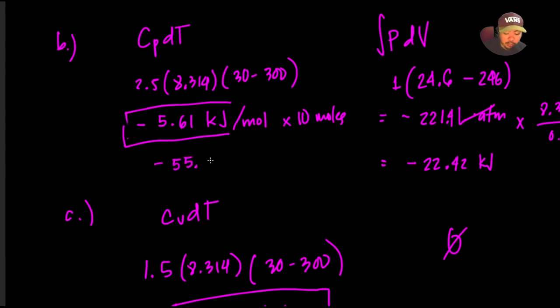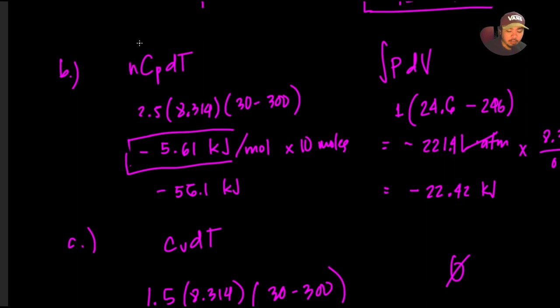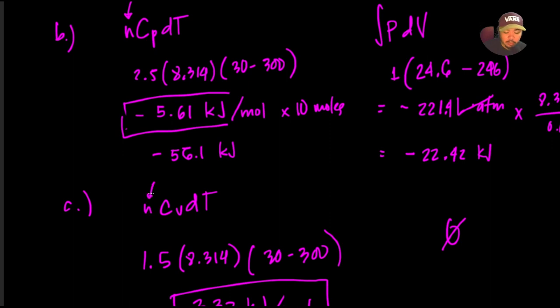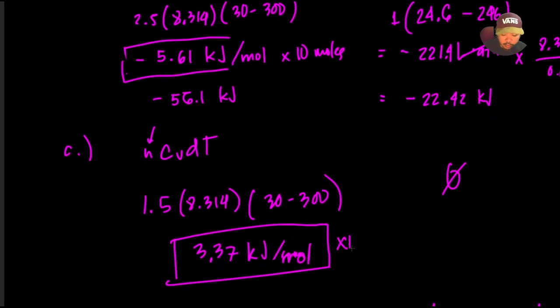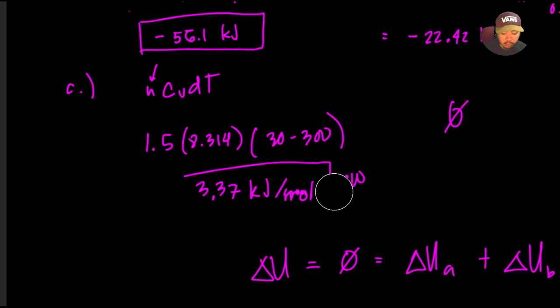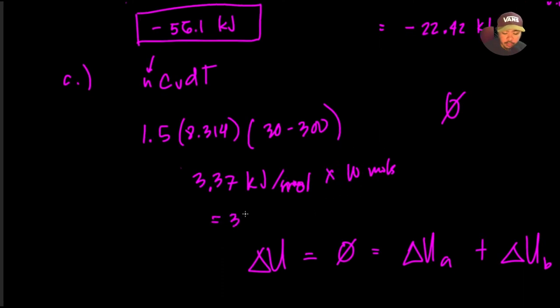This becomes 56.1 kilojoules, or pwede rin dito natin ilagay, no? To indicate na 10 moles siya. Tapos, lagay din natin siya dito. 10 moles. So, times 10 din dapat to. So, let's just erase this. We have 56.1. Tapos ito, this is times 10 moles gives us 33.7 kilojoules. Tapos negative ata yung unang sagot.